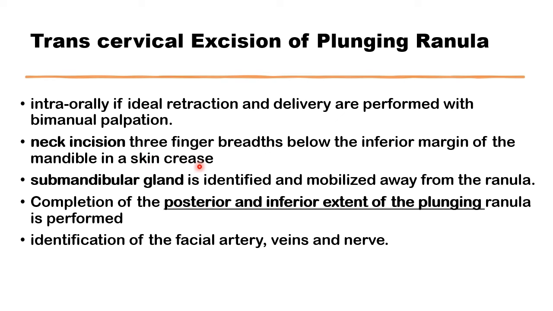The next step would be to mobilize the submandibular gland away from the ranula, preserving the duct of the gland throughout the steps of the operation. And then the plunging ranula's posterior and inferior extents would be dissected, and the ranula would be delivered through the oral cavity or through the open wound in the neck. The facial artery, vein, and mandibular branch of the facial nerve would have to be identified and preserved as well.